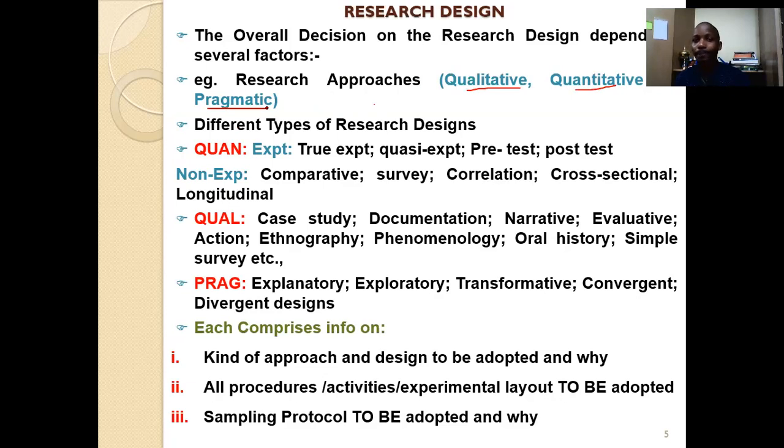The use of quantitative, qualitative, pragmatic: what are these? What does it mean? What is inside? I'm not going to explain it in depth in this particular class. I will make it another class, if you want it. But I'm sure for today you simply understand that these are some of the research approaches, of which the researcher should adopt one or two, depending on the nature of the study.